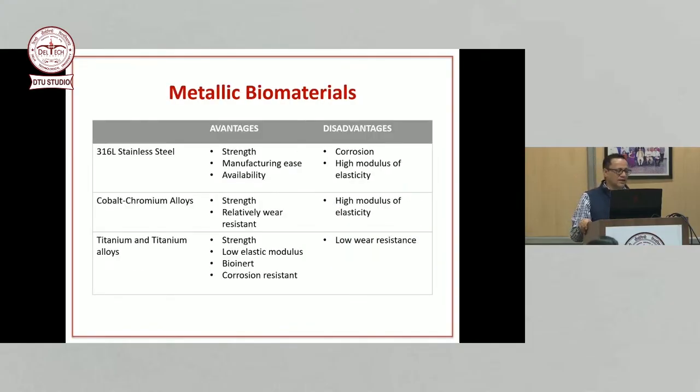For metallic biomaterials such as stainless steel, cobalt chromium, titanium and its alloys, there are a lot of advantages. For example, strength, manufacturing ease, and availability for stainless steel, but there can be certain disadvantages such as corrosion in the case of stainless steel. For cobalt chromium alloys, high modulus of elasticity is a disadvantage, because we talked about stress shielding last time. If your material is too strong compared to the bone, that can cause stress shielding, right?